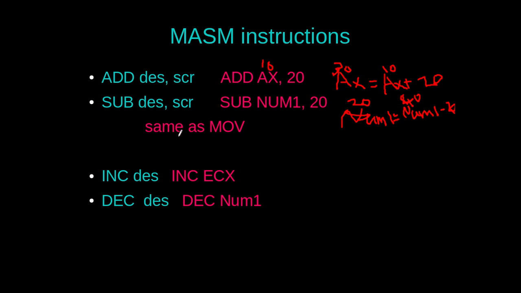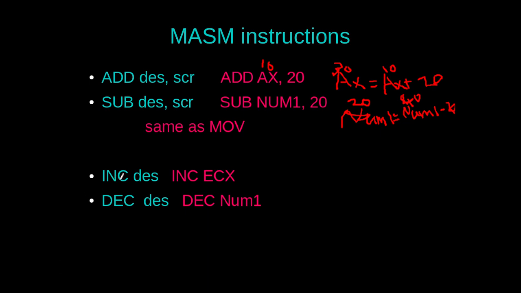Same as the move instruction rules. So what are the move instruction rules? First, no more than one memory operand is permitted, so I can't have two memory operands. I can't say sub num2, num1 or sub num1, num2. I can't subtract from segment registers, so I can't have sub CS, 20. I can't subtract or add to EIP and IP, which holds the instruction pointer, the address of the next instruction. Destination can't be a constant. It's really important, those rules. And for the size mismatch, I have to have them the same size.